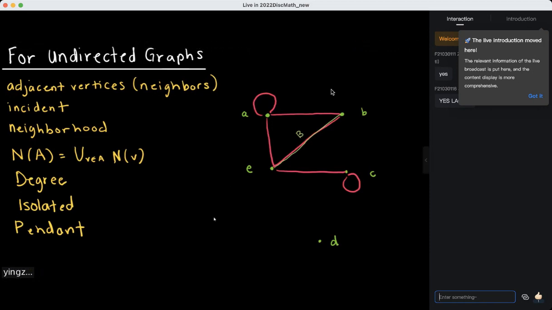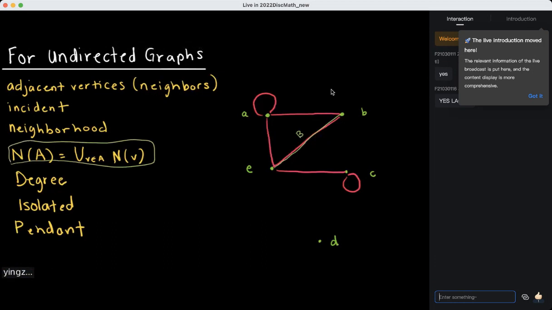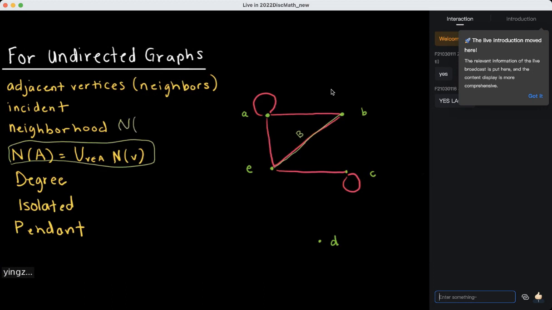If we talk about the neighborhood, on my next line is the notation I would use for a neighborhood. A neighborhood is essentially a set of all of the vertices, which would be a subset of the vertices of the graph, that are connected to a specific vertex. So if I wanted to know the neighborhood of, say, E, it would be the union of all of the vertices that are neighbors. That would be A and B and C. Obviously D would not be included because D is not connected to E.